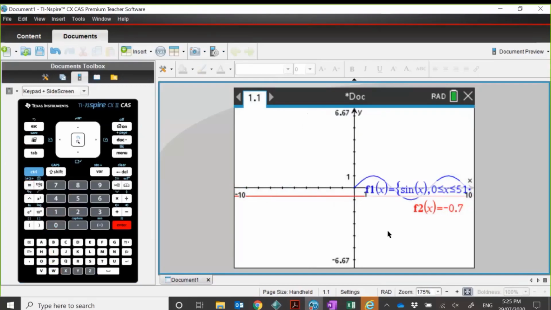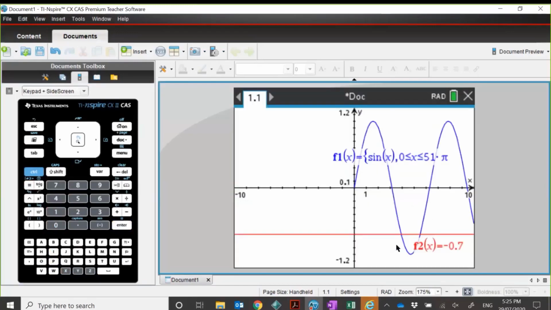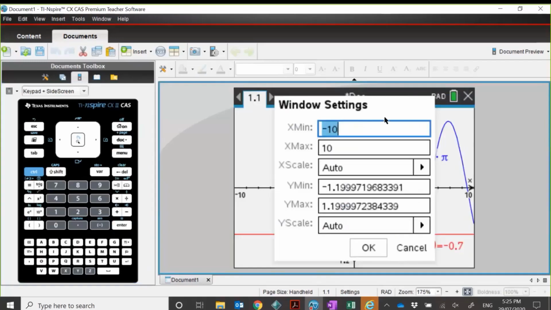And I'm just going to do a zoom fit now so that it will fit to the screen. Menu, window zoom, zoom fit. Still hasn't fit to the screen, so I'm going to go menu, window zoom, window settings. I'm going to go out to 52 pi, just so I can go one past.